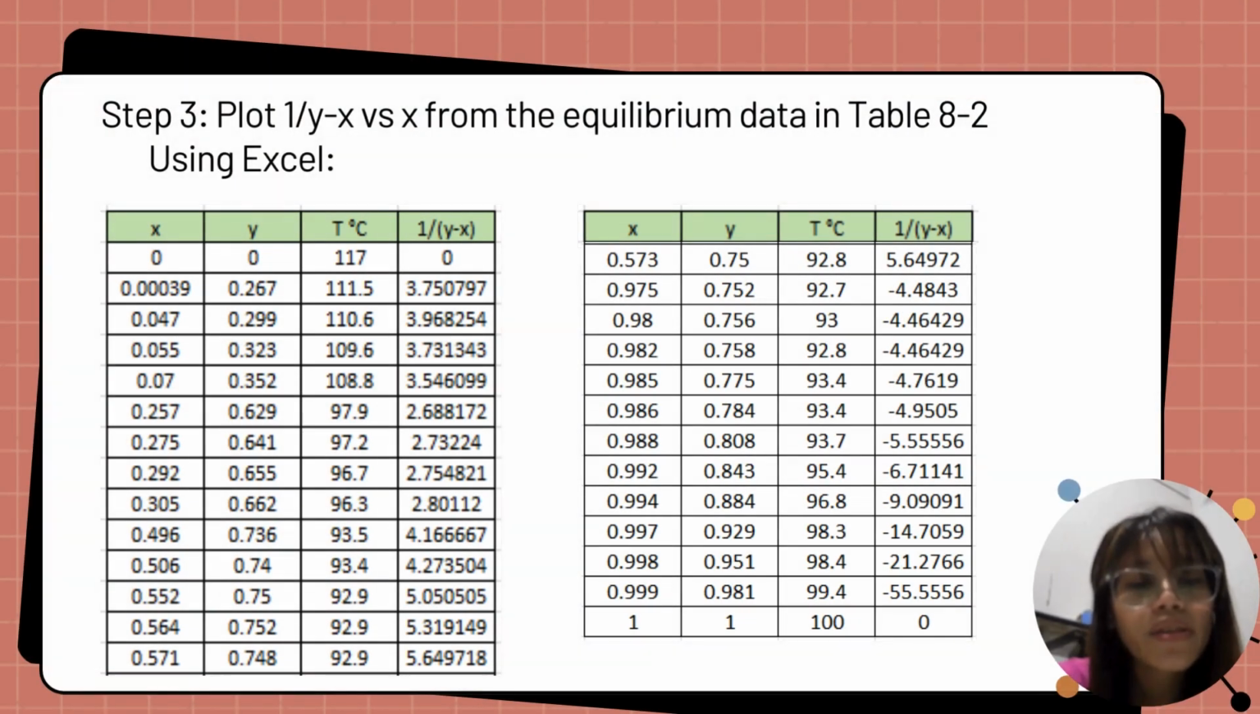We don't have the equation to use in Simpson's 1/3 rule yet, but we were given the equilibrium data in Table 8-2. Hence, we can use this to solve for 1 divided by (y minus x), then plot it in a graph in Excel. So Table 8-2 has x, y, and temperature data. So this is T-x-y data. Then plotting 1 divided by (y minus x) versus x, we're able to generate a graph.